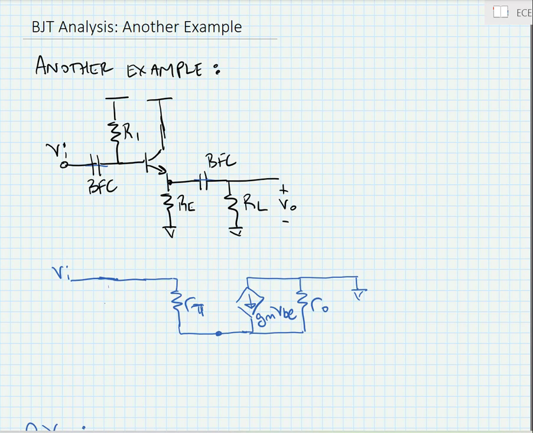Note that it's a common collector because the input is on the base and the output is on the emitter, and the collector is grounded relative to both of those. Sometimes they call the common collector amplifier an emitter-follower. You'll see this used in the textbook and online often.